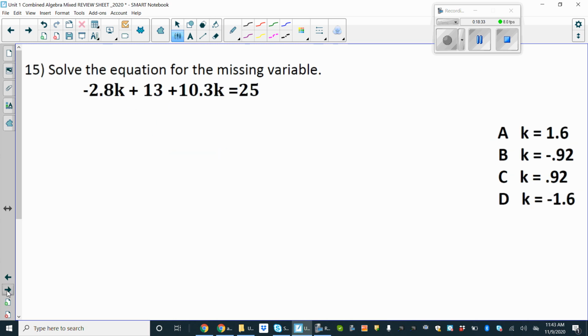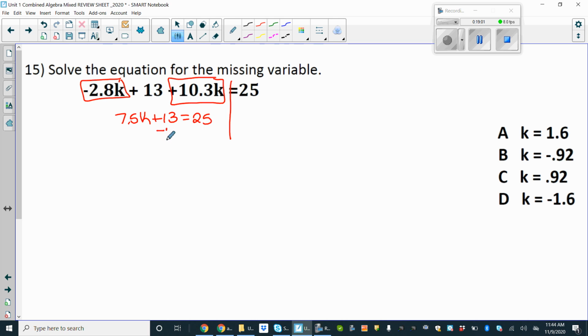Number 15, we have negative 2.8k plus 13 plus 10.3k equals 25. We have to solve the equation for the missing variable. So remember, when you have 3 terms on one side of the equal sign, that means 2 can be combined. We have 2 variables, a negative 2.8k and a 10.3k. When you combine them, you get 7.5k plus 13 equals 25.